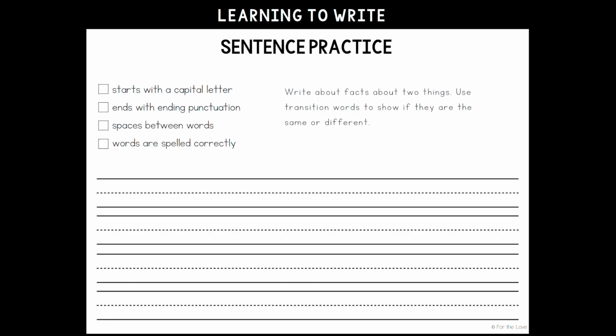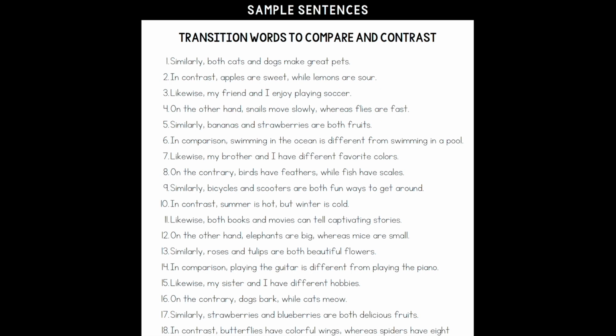And here they are going to practice writing sentences. They're going to write facts about 2 things, and they're going to use transition words to show if they are the same or different. And here are some sample transition words. You can see that I have compared and contrasted lots of different things. And that is everything about transition words for this lesson.